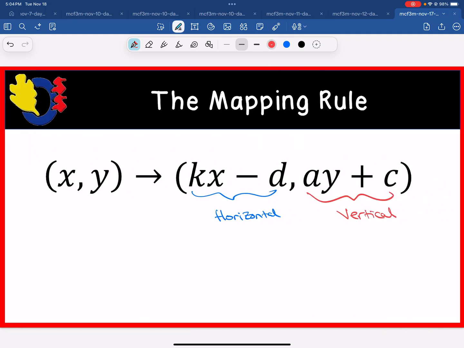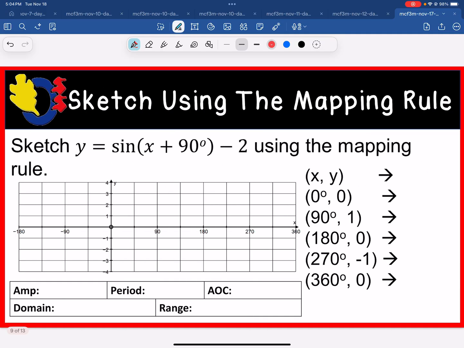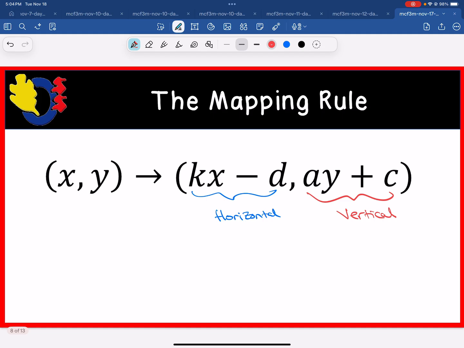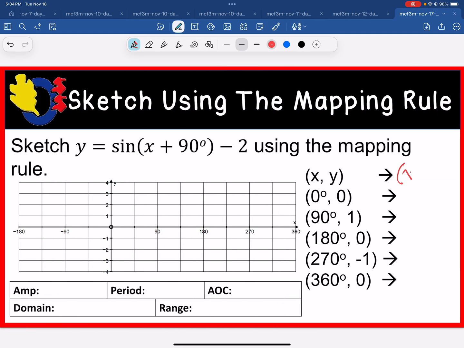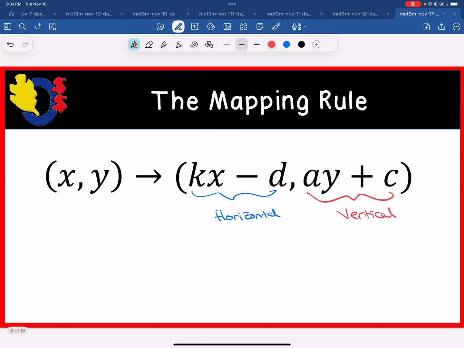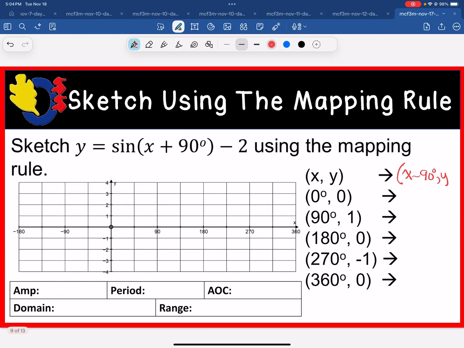Okay, so we're going to use this mapping rule to help us translate. So y equals sine of (x plus 90 degrees), subtract 2, and we're going to use the mapping rule. If I go back to my rule real quick here, I don't have a K, but I do have a D. So x minus 90 degrees, comma. And then I don't have an A, but I do have a C. So y minus, and my C is 2.